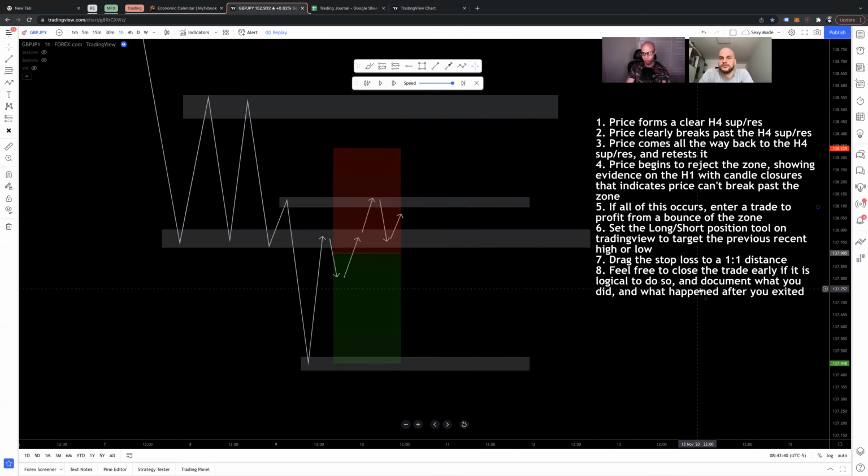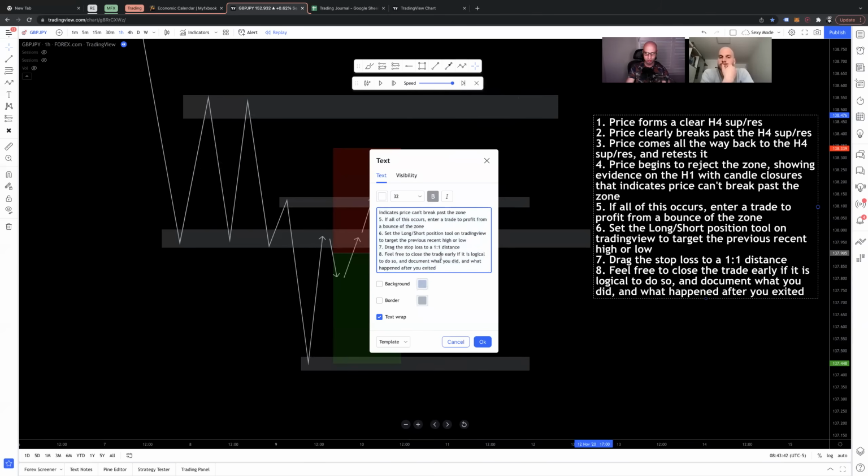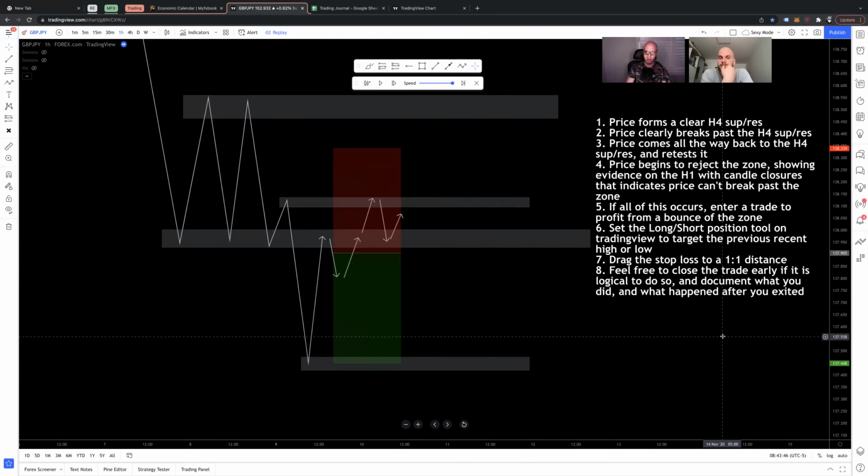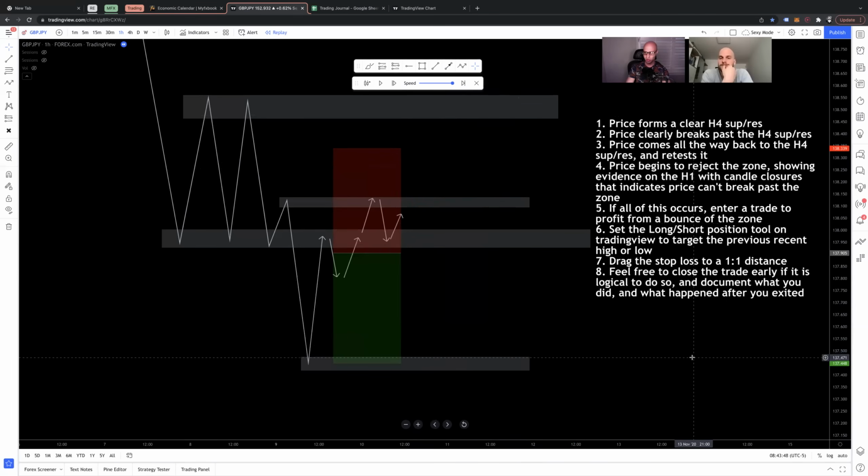The importance of documenting what happened after you exited is that it gives you data. That way in the future you can look back and say, for the past month I've been closing trades early if this happened, and 73% of the time they would have gone to the stop loss.